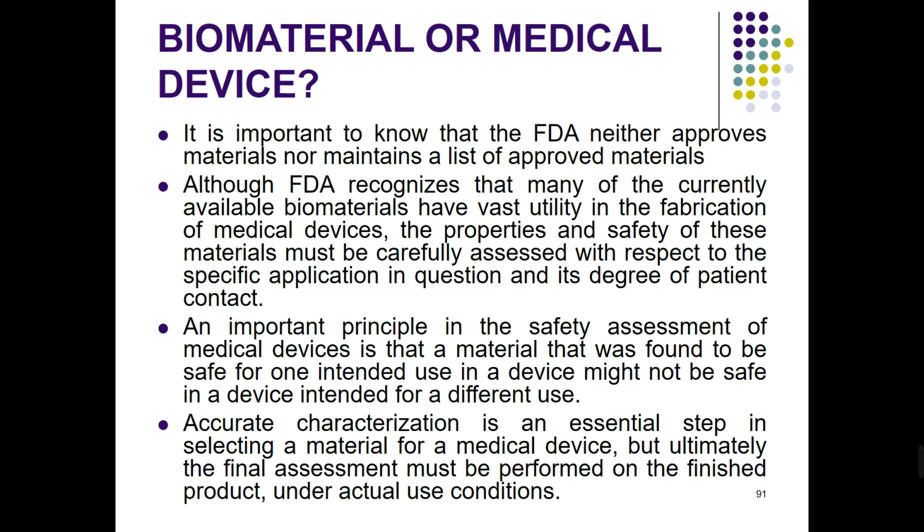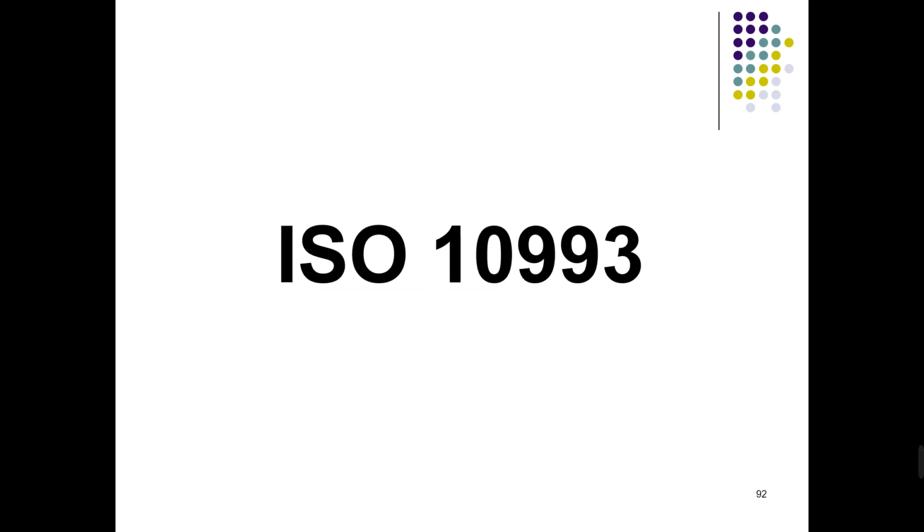An important principle in the safety assessment of medical devices is that a material that was found to be safe for one intended use in a device might not be safe in a device intended for a different use. Accurate characterization is an essential step in selecting a material for a medical device, but ultimately the final assessment must be performed on the finished product under actual use conditions.